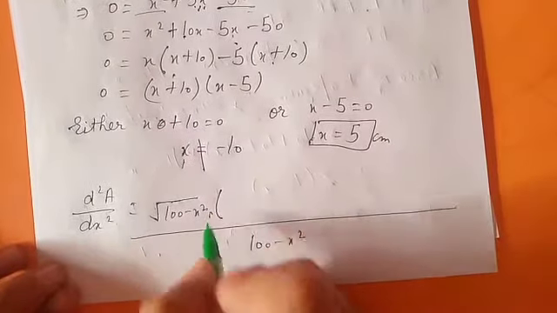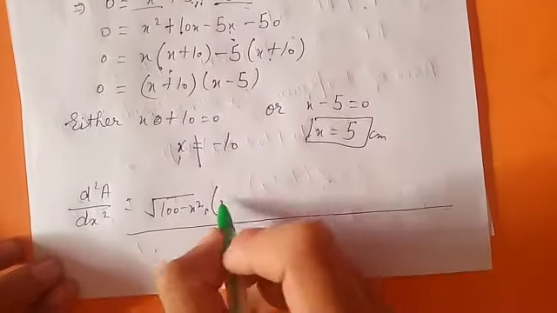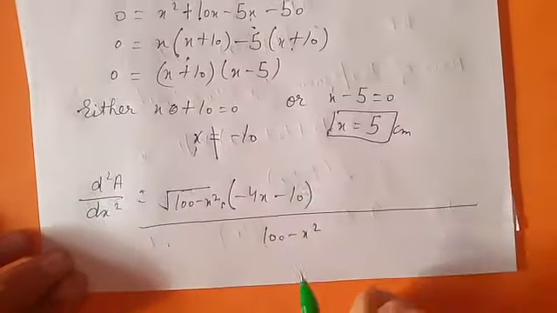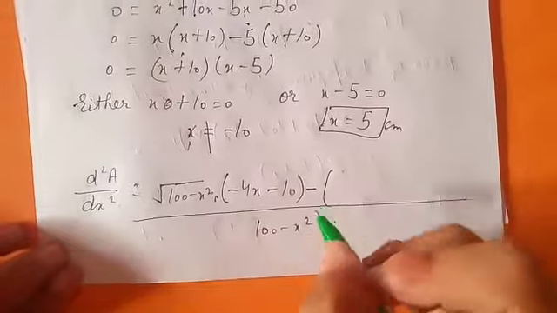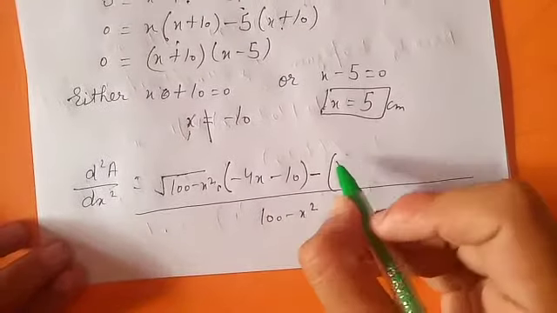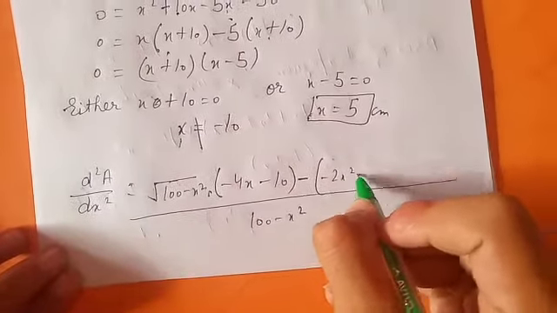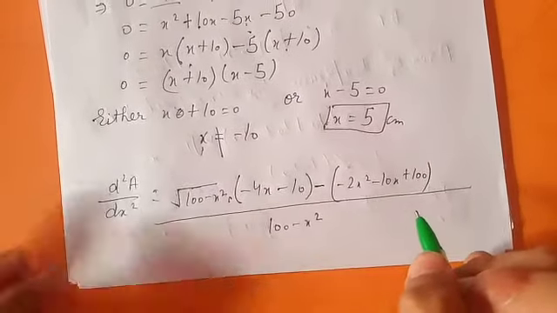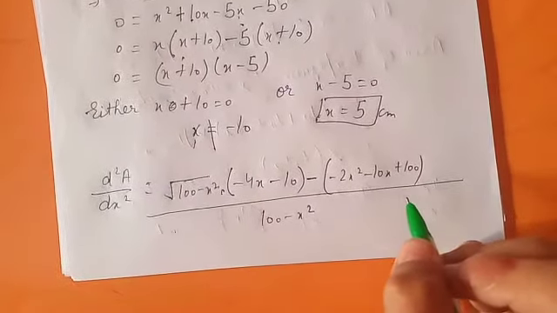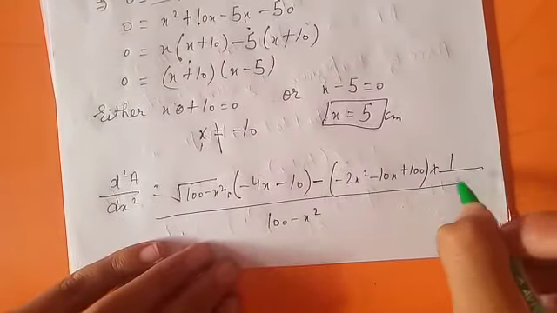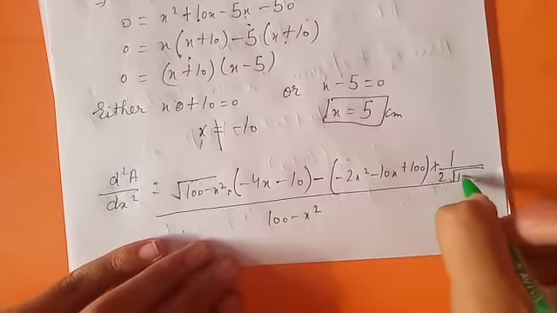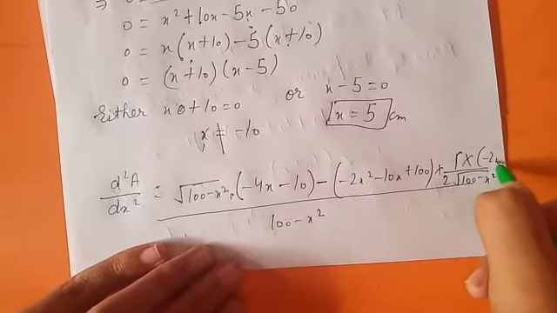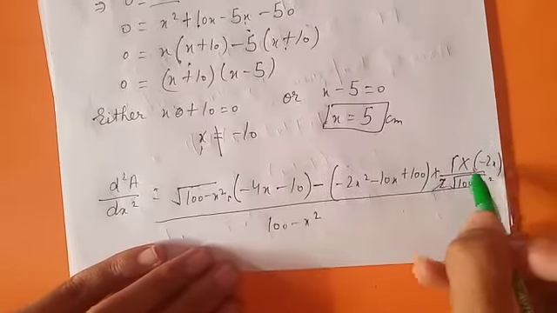into differentiation of u. Differentiation of u will be minus 4x minus 10, then minus sign. Our u as it is, what is our u? U is minus 2x square minus 10x plus 100 into differentiation of v, that will be 1 by 2 under the root 100 minus x square into minus 2x. 2 cancel 2.